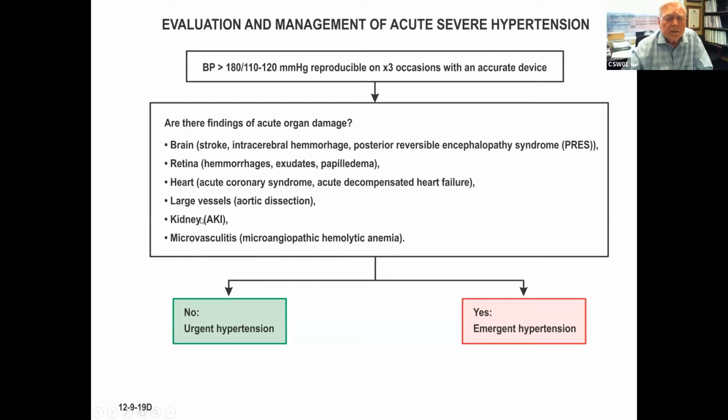So these are the acute deteriorations in target organs that your physical exam and your basic workup, very quick workup in the clinic if necessary, would be directed towards diagnosing. And if they're not present, then the patient has urgent hypertension. If they are present, the patient has emergent hypertension.